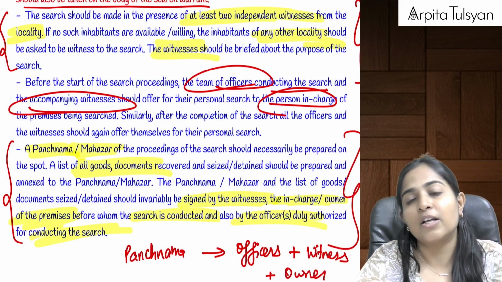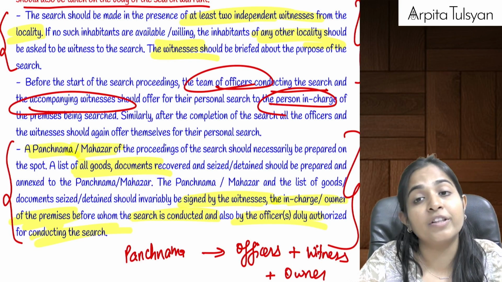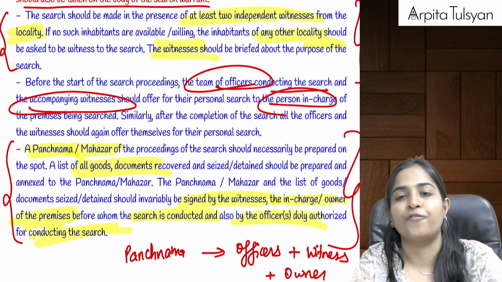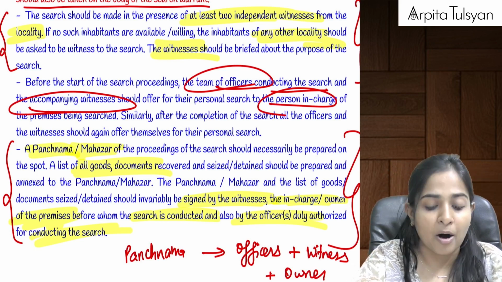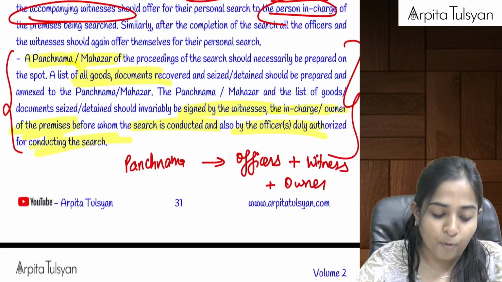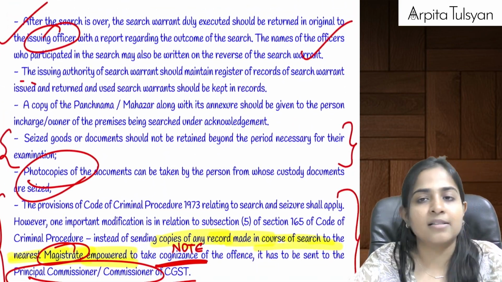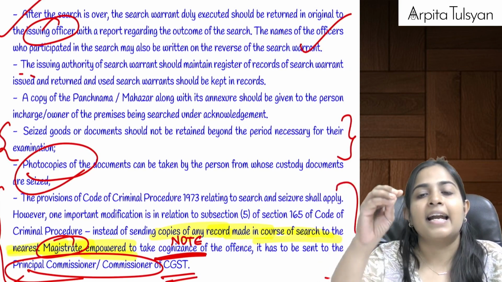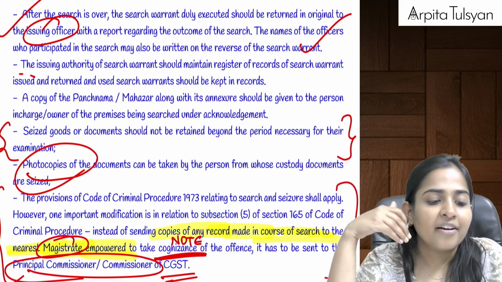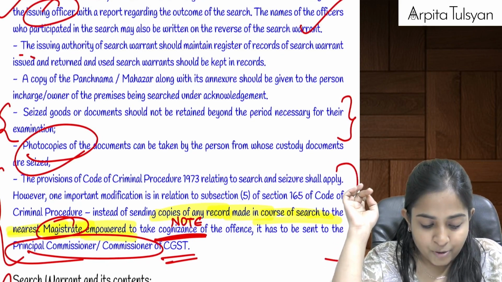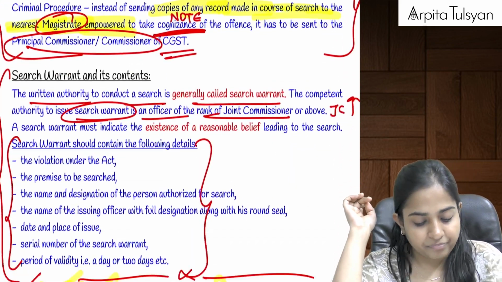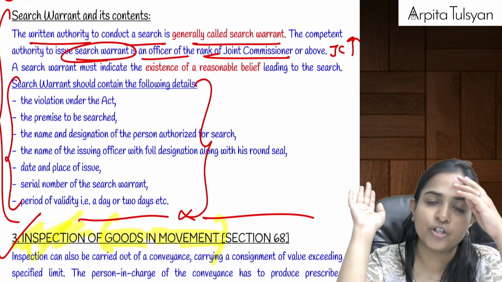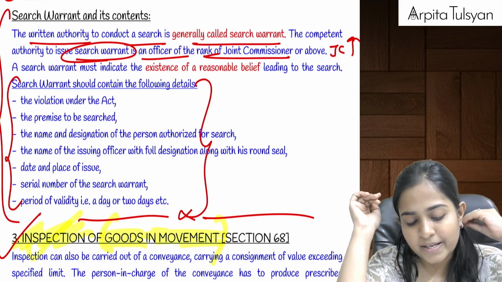And we are going to send the original copy of this along with the original search warrant to that issuing officer, that is to the joint commissioner or above, along with a detailed report. A detailed report that sir, we did this search, we found these things, and these were the persons who were present as witnesses, etc. Are you clear with this? Okay. Search warrant, what will it include? The search warrant which we showed to that particular person is basically an authority.